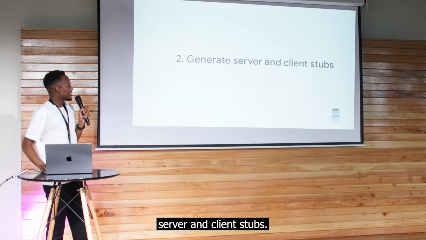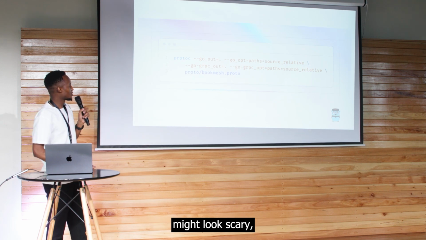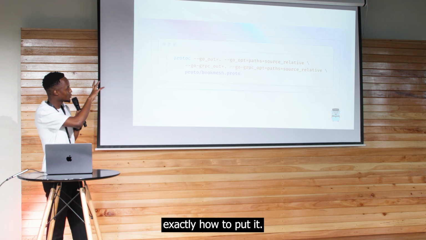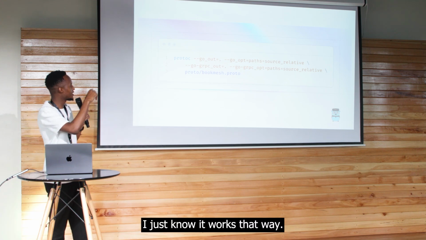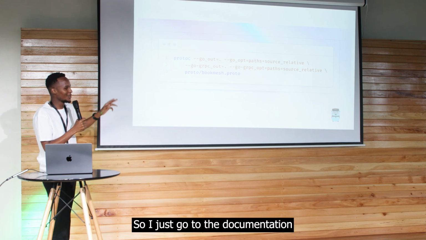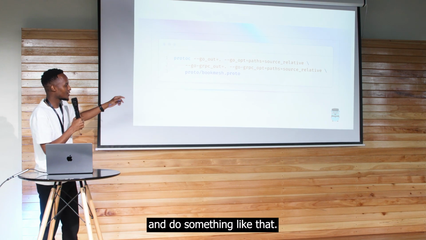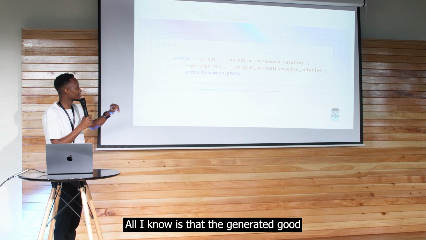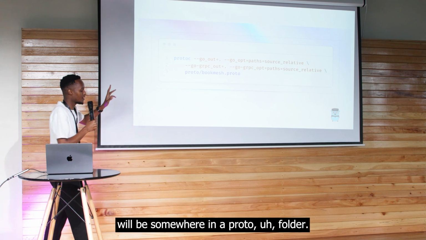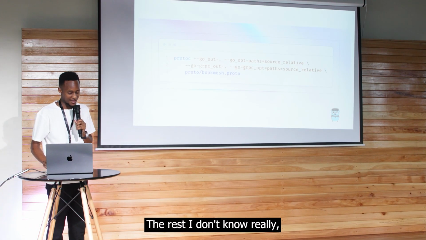Next thing, you generate server and client stubs. That generation part might look scary, but I also don't know exactly how to put it. I just know it works that way. So I just go to the documentation and do something like that. All I know is that the generated code will be somewhere in a proto folder. The rest I don't know, really. But it works.